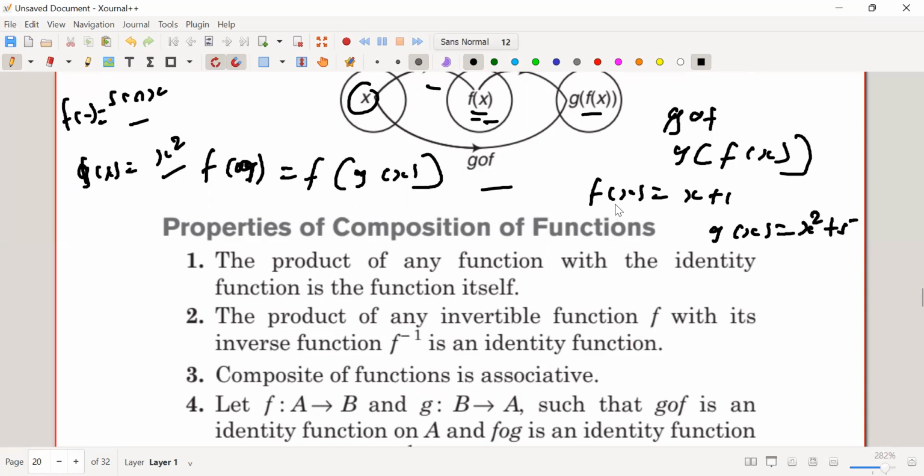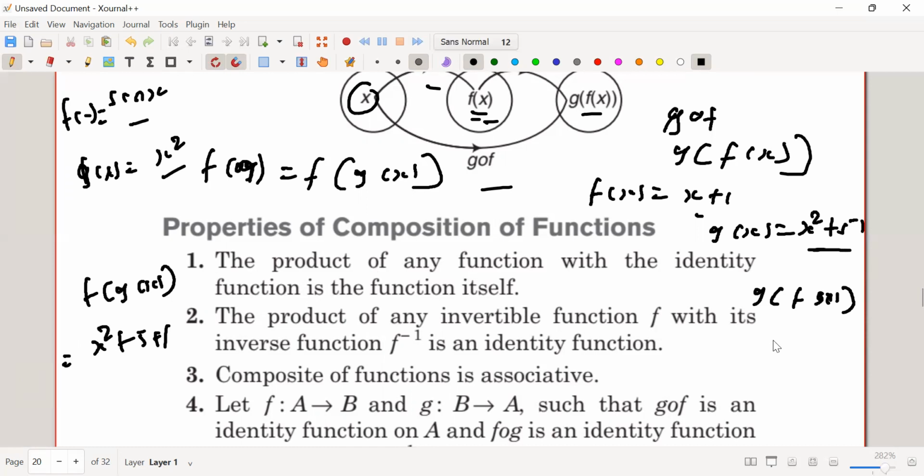இப்போ f of g of x னா x இடத்துல இந்த x squared plus 5 சப்ஸ்டிட்யூட் பண்ணனும். f of g of x. In f of x, what's the value of x? x squared plus 5 சப்ஸ்டிட்யூட் பண்ணனும். இப்போ ரிசல்ட் என்ன ஆகும்? x squared plus 5 plus 1 ஆயிடும். Alright. இப்போ அதுவே g of f of x.